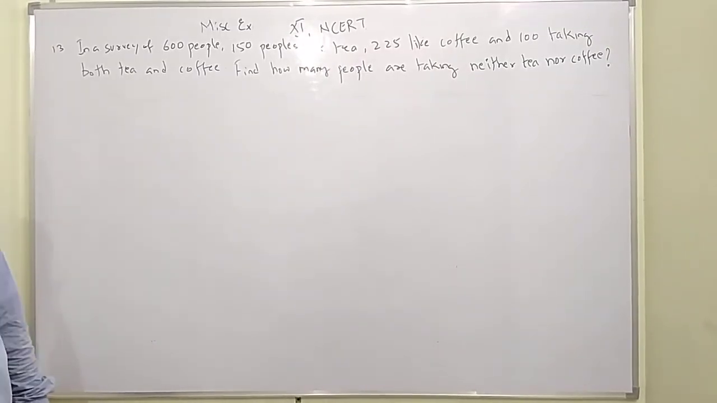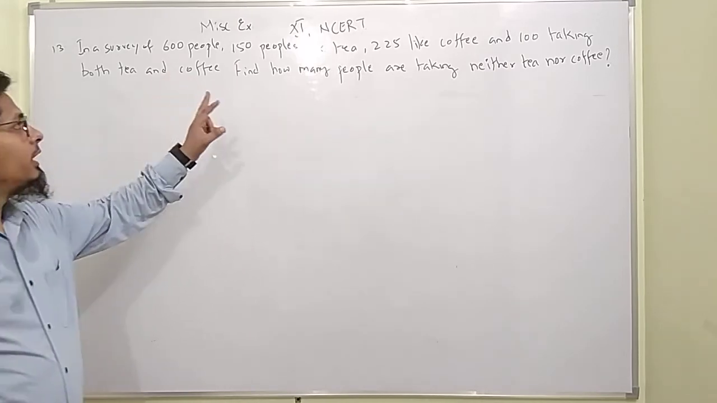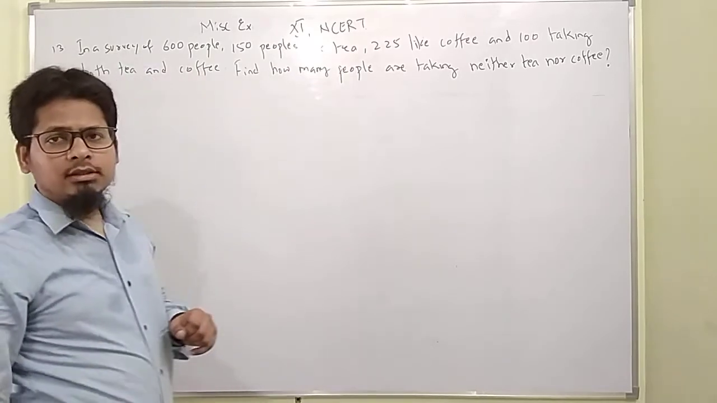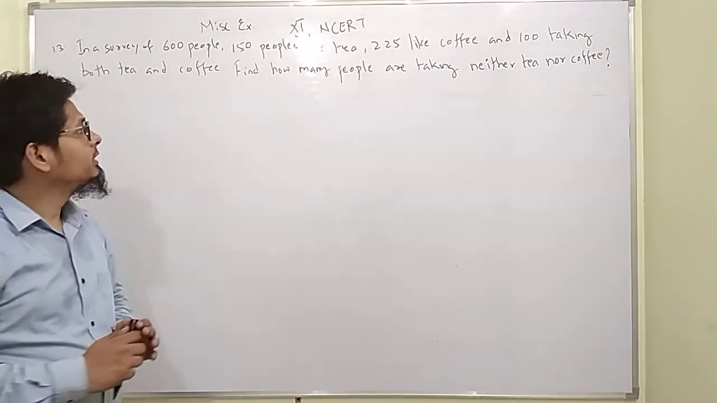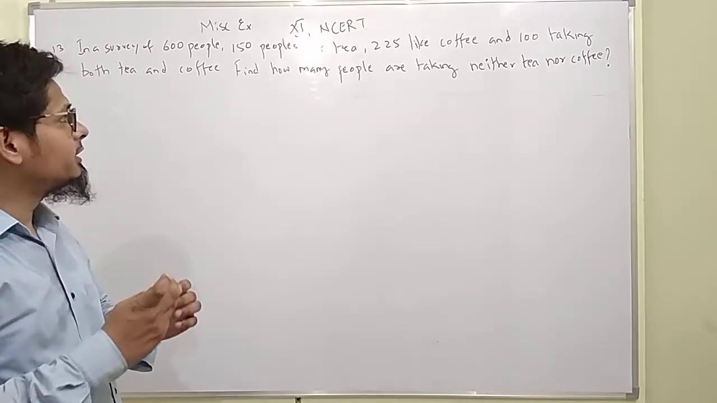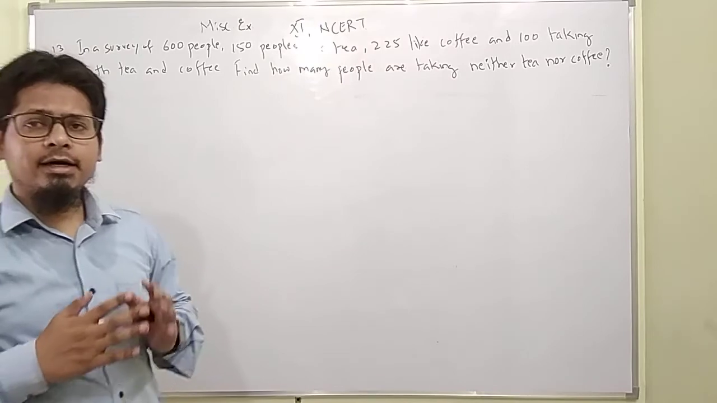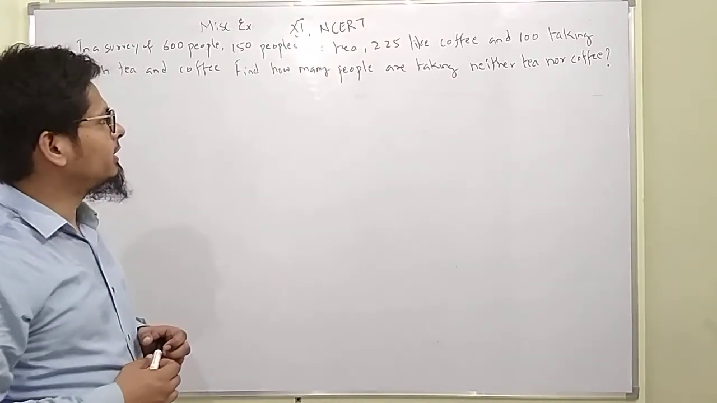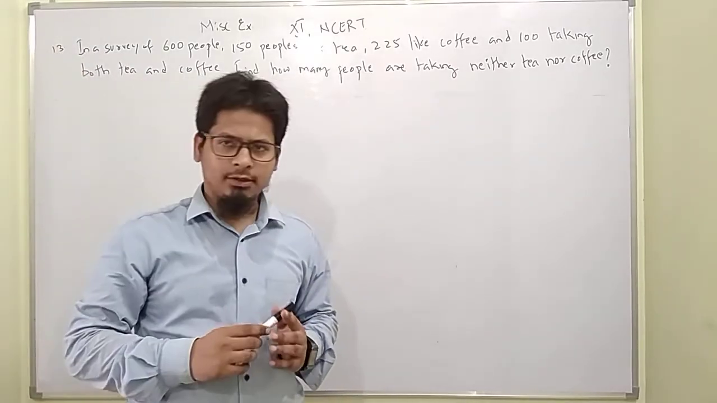Question number 13 I am going to do. This is from the miscellaneous exercise, and there are some changes there. In a survey of 600 people, right? 150 people like tea, 225 like coffee, and 100 take both tea and coffee. But we have to find how many are there who take neither tea nor coffee, right class?